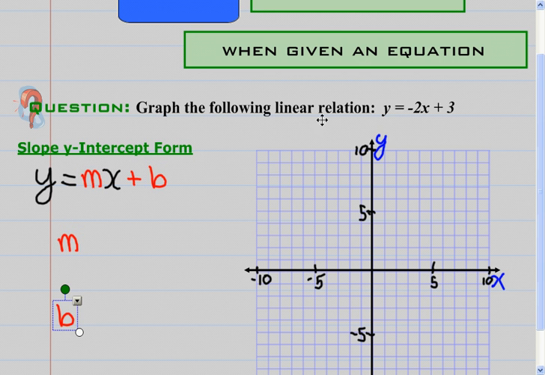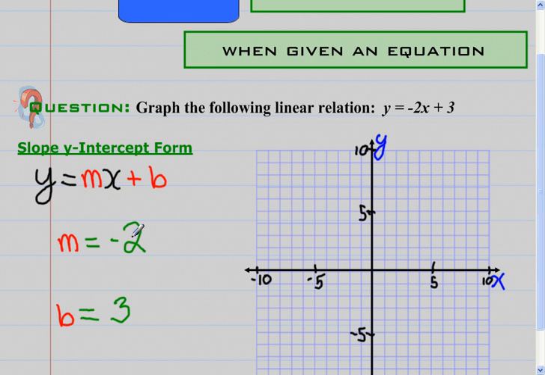So what we're going to do is take a look at our equation, and we're going to identify what our slope is. Now in this case, the slope is the coefficient of x, which is negative 2. So we're going to put m equals negative 2, so we've identified our slope. Now we're also going to identify the y-intercept, which is the b value, and that would be 3 in this case. So we're just going to state that our b value is 3.